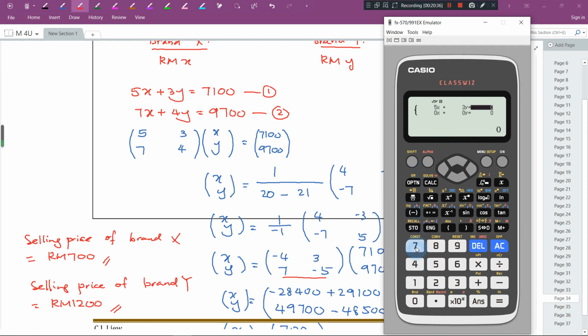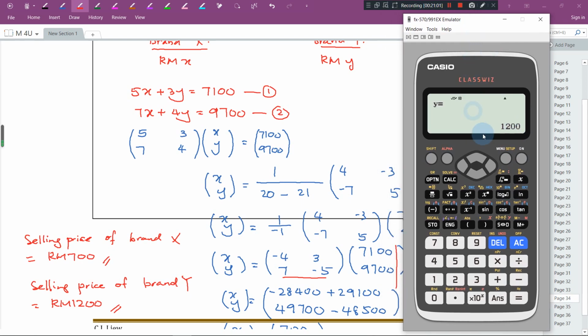5, 3, 7100. And then 7, 4, 9700. Okay, then press equal again. You will get the answers. X is equal to 700 and Y is equal to 1200.